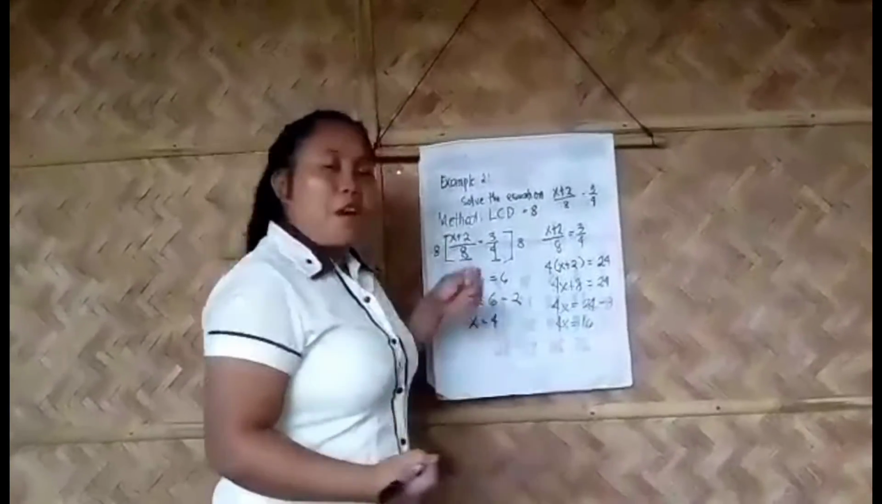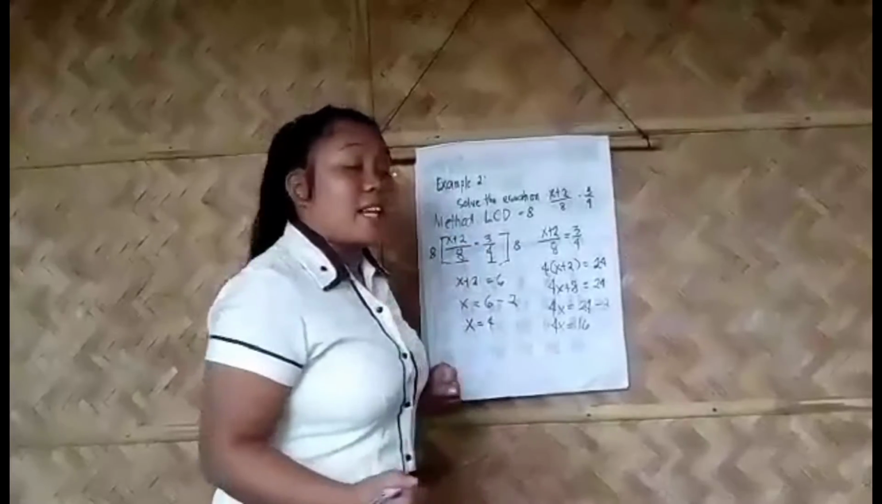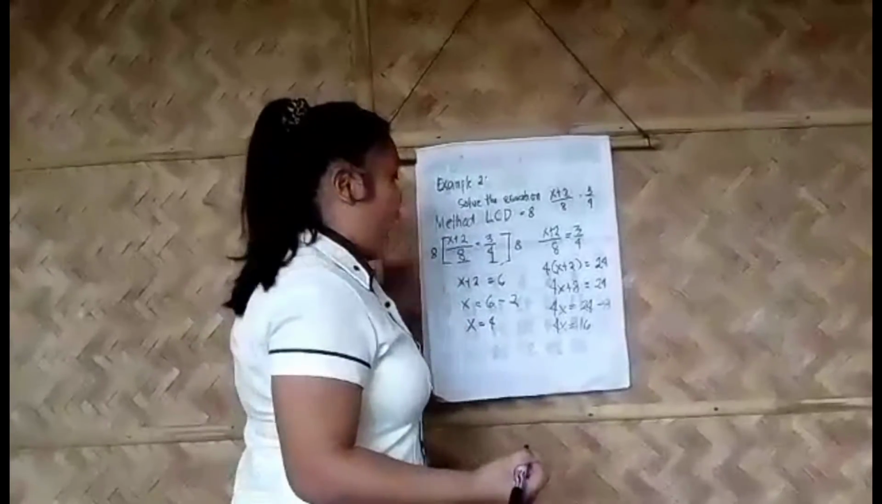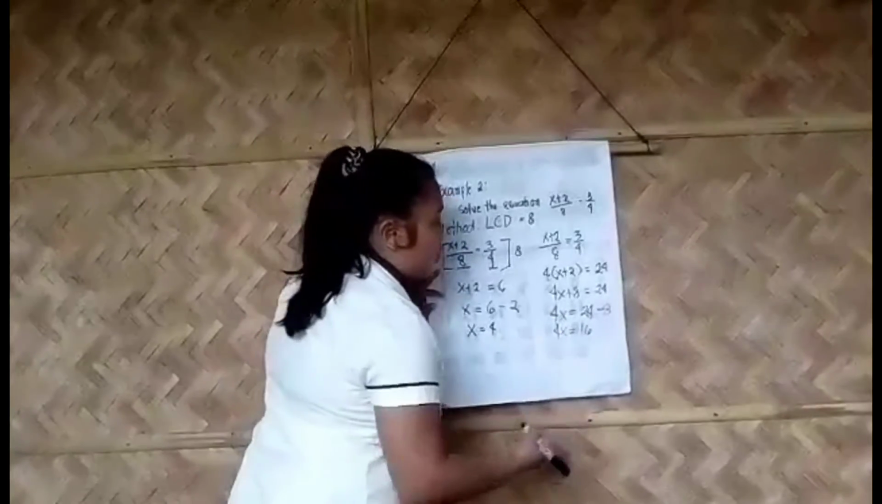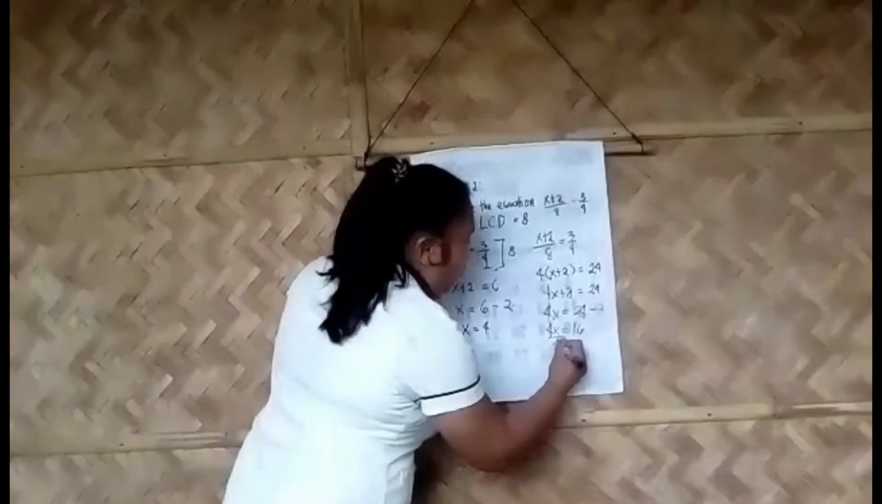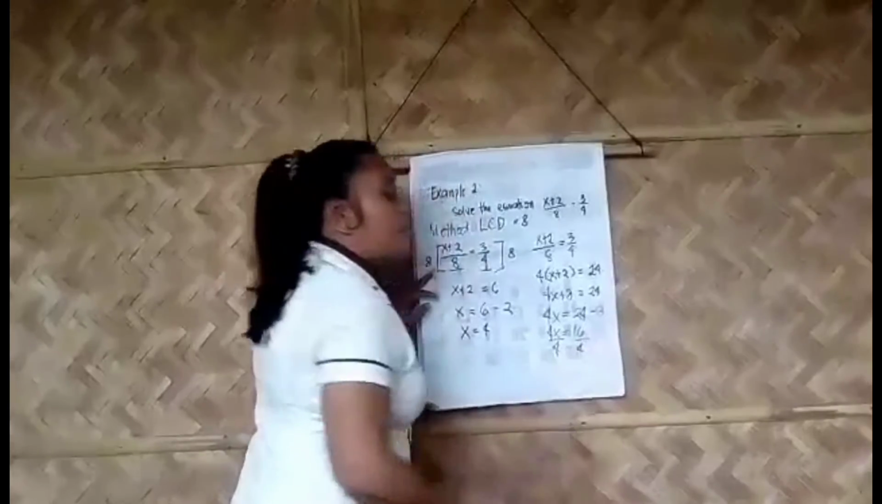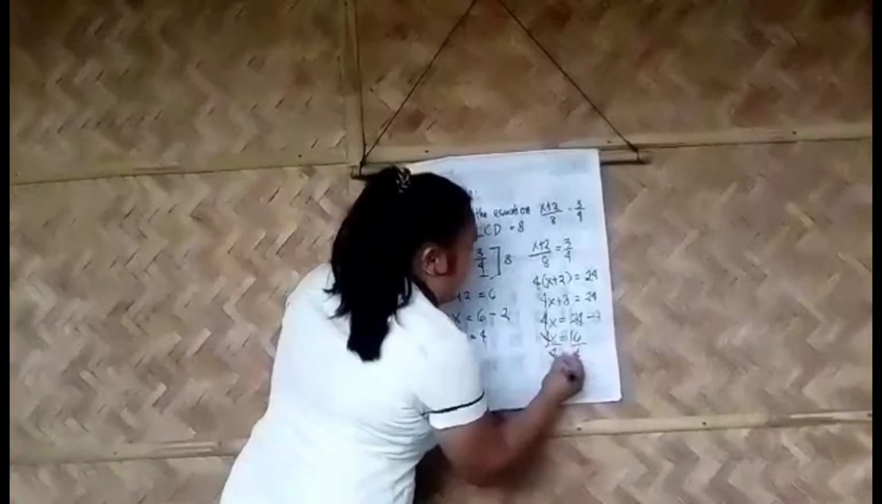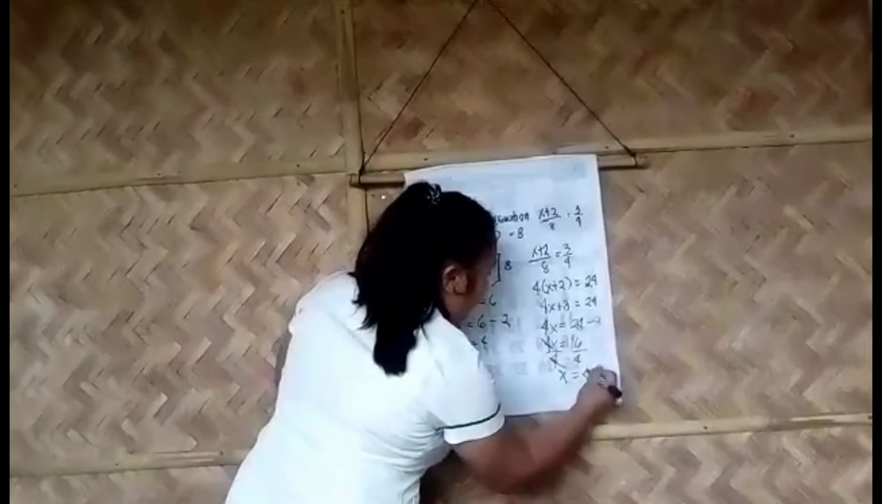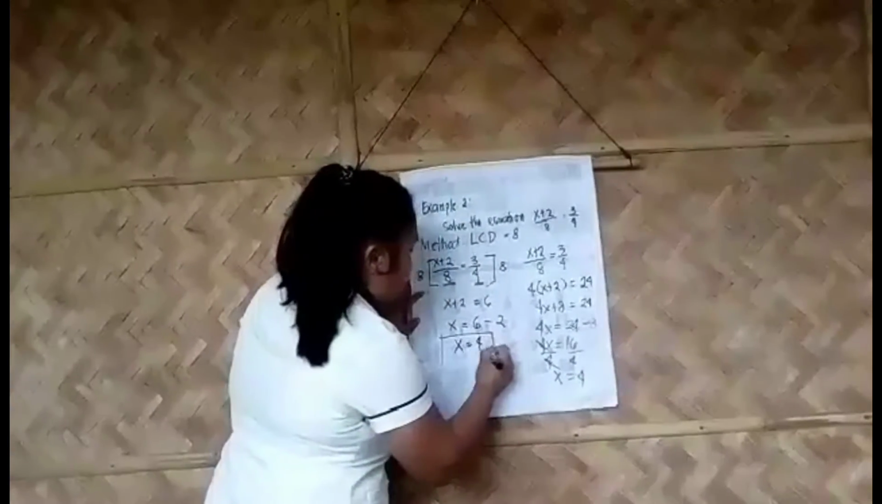Again, we find a way within the x to isolate x. So we are going to divide both sides by 4 or multiply both sides by 1/4. So the answer will be x equals 4. Same as method 1.